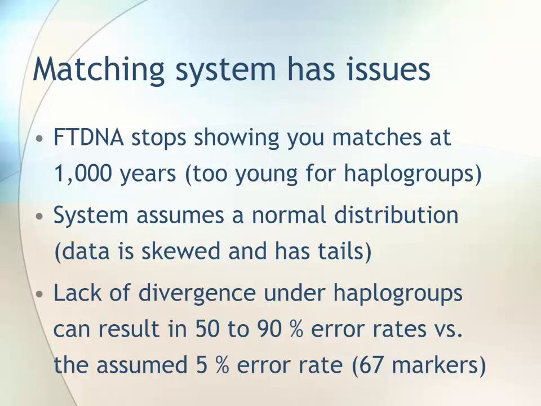First of all, it only matches people who are genealogically related, and their definition is 1,000 years. This is too young of a matching system if you're trying to do haplogroup research in the 1500 to 2500 year range. The system assumes a normal distribution, but in reality, data is skewed. It has tails, which are the flares of a bell on the bottom. Also, there's a lack of divergence under haplogroups, which can result in 50 to 90% error ranges versus the advertised 5% error rate for 67 markers.